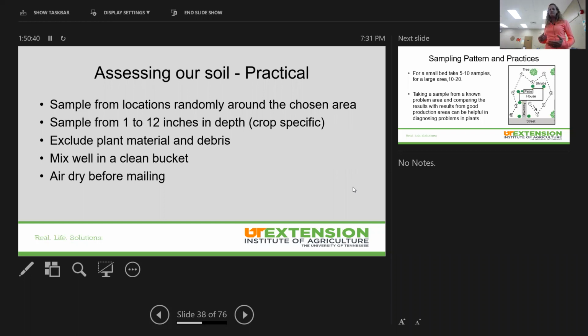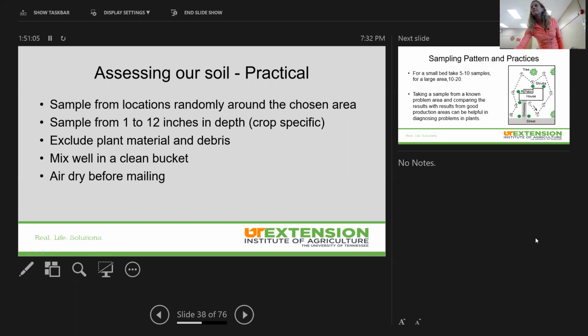You do want to try to pull out any grass or debris, root clippings, things like that. And make sure it's dry, because the people at the lab like dry soil. They don't like wet soil. So if you bring it to us and it's wet, it'll sit here until it dries, and that may delay your soil sample results getting back to you.